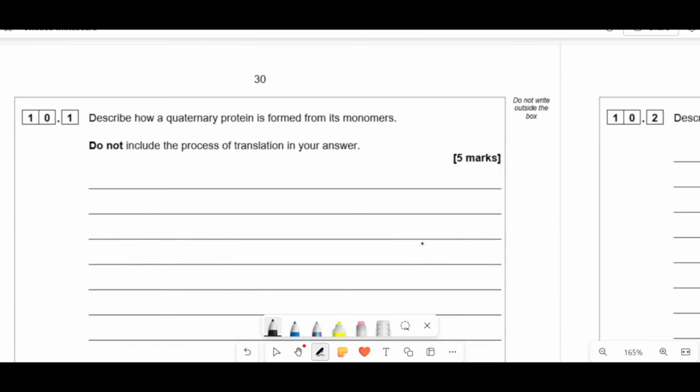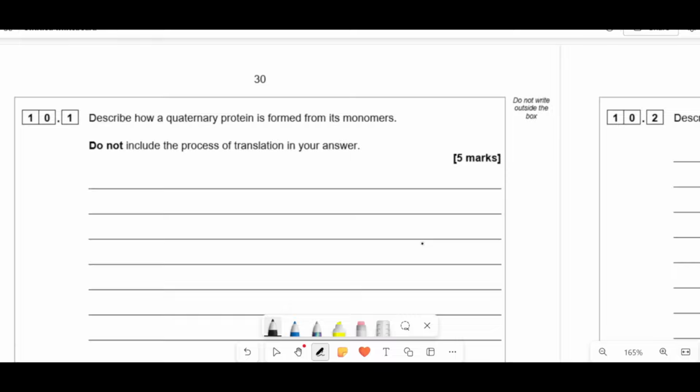Fine. So here then, it says, describe how a quaternary protein is formed from its monomers. Do not include the process of translation in your answer. So let's have a look. What were the problems then? A lot of people got most of the answers just by saying a few lines. You didn't have to yap. The lines are just there, remember, so you don't have to use extra sheets.